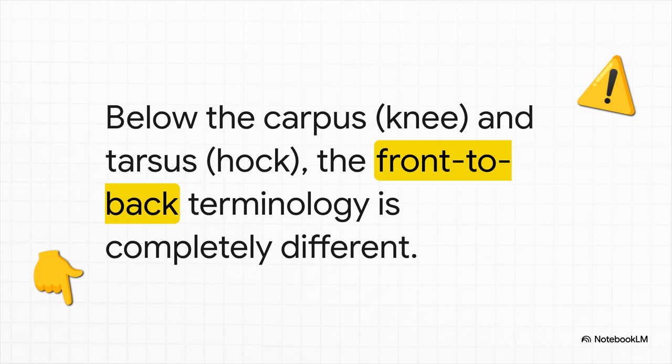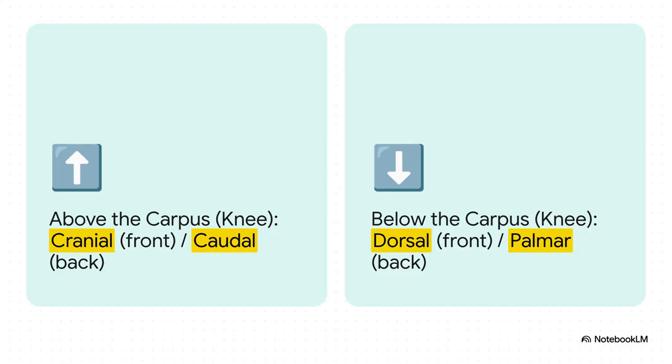Okay, pay close attention, because this is the big one. This is the exception. Once you go below the carpus, that's basically the animal's wrist, or the tarsus, which is the ankle or hock, the language for front and back completely changes. So on the forelimb, if you're above the wrist, you still use cranial for front and caudal for back, no problem. But once you go below that wrist joint, the front is now called dorsal, and the back is called palmar. The easiest way to remember that is to think of the palm of your hand.